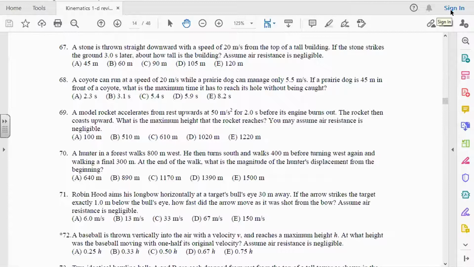All right, so we have a coyote. It can run at a speed of 20 meters per second. A prairie dog, poor prairie dog, can only run 5.5 meters per second. The prairie dog is 45 meters in front of the coyote. What is the maximum time it has to reach its hole without being caught?